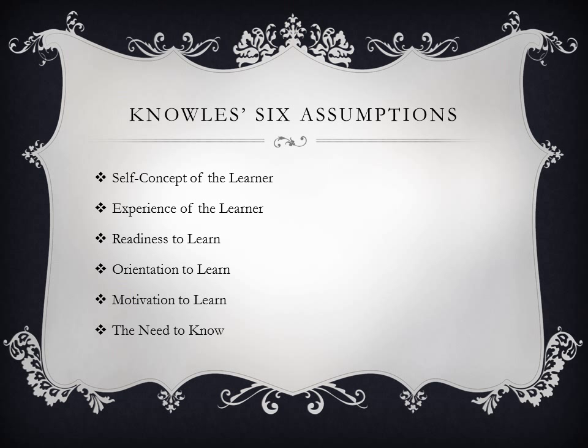Knowles summarized 6 key assumptions about adult learners that are the foundation of adult learning. His theory has evolved over time, whereas sometimes there are 4 assumptions noted. Most recently, there are 6 assumptions. These assumptions are self-concept of the learner, experience of the learner, readiness to learn, orientation to learn, the motivation to learn, and the need to know.